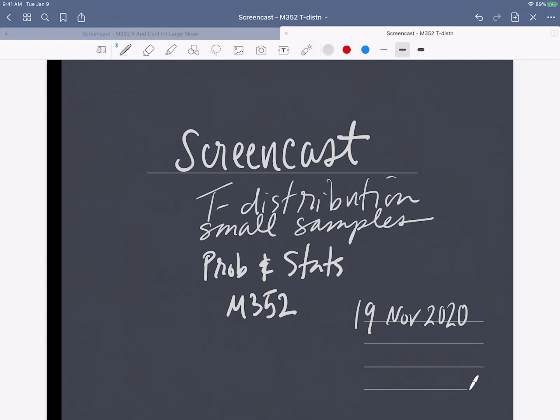Hey there, here's another screencast. This one I'm calling t-distribution, small samples. In this screencast, I'll talk about what we do if we're trying to create a confidence interval for the sample mean, but our sample size is too small. So we can't use the central limit theorem.